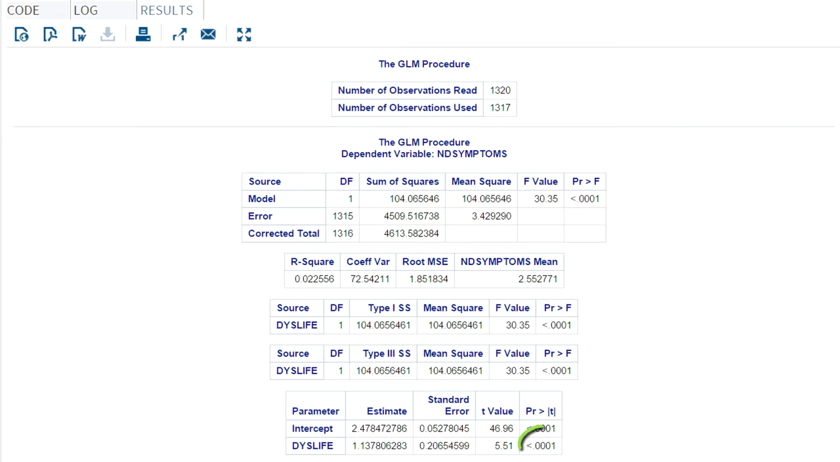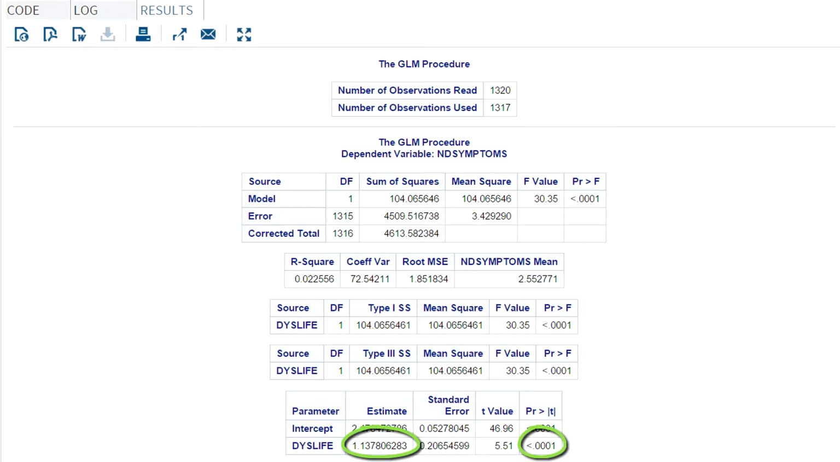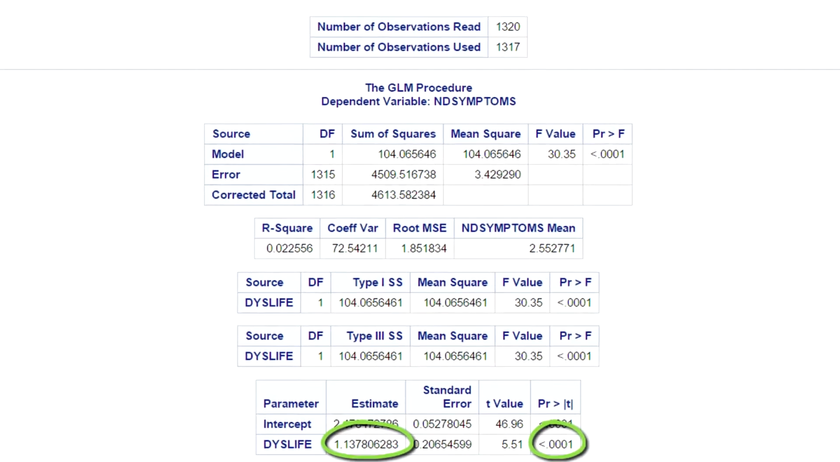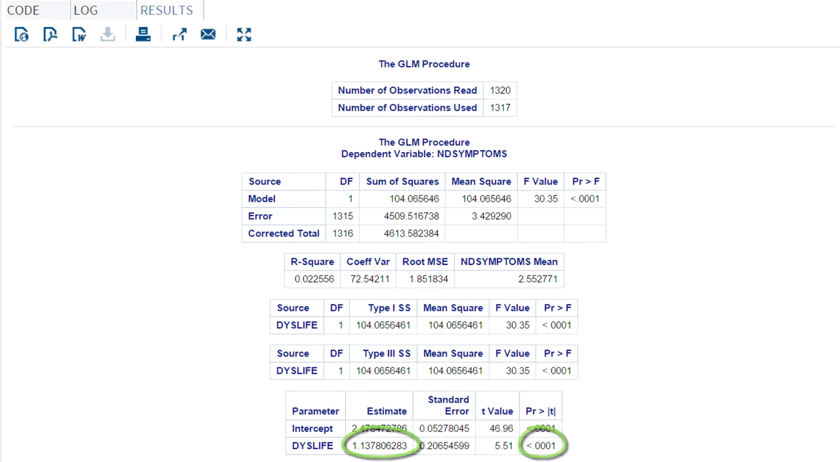You can see from the significant p-value and positive parameter estimate that dysthymia is positively associated with number of nicotine-dependent symptoms. That is, the presence of dysthymia is associated with a larger number of nicotine-dependent symptoms, and the absence of dysthymia is associated with a smaller number of nicotine-dependent symptoms.